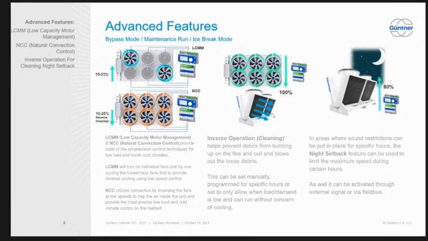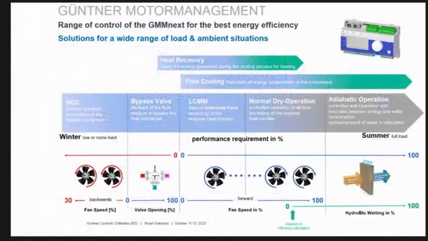So another thing is our night setback feature, where you can limit the fan speed at certain times of the day. This is done a lot in residential areas, if you're backed up to residential areas, so that you can limit the sound. Certain cities have certain ordinances for sound levels. So that's a feature you can set up with our unit.